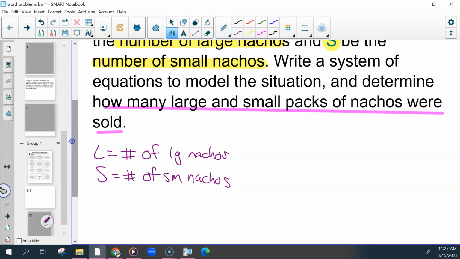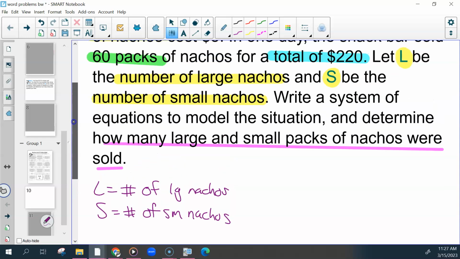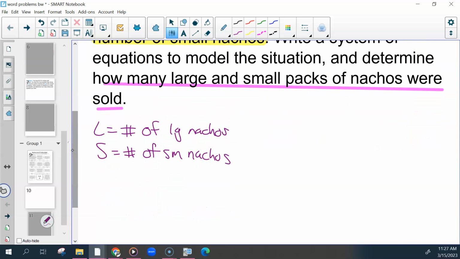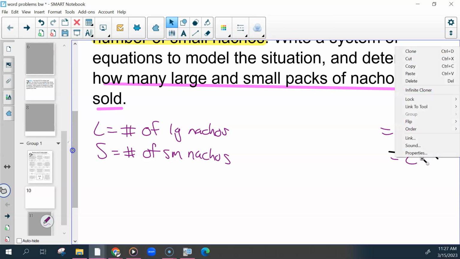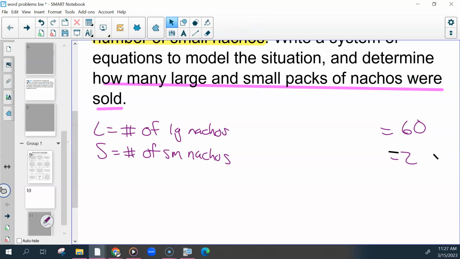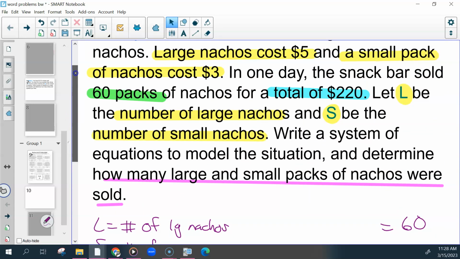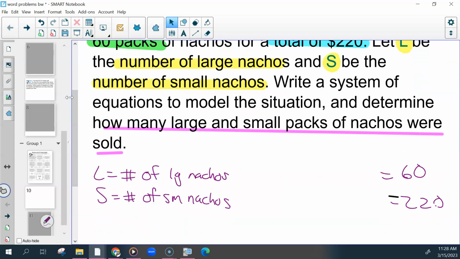Then we have two totals, the 60 and the 220. We know we're going to have two equations, so we can set one equal to 60 and one equal to 220. Okay. Money always goes with money. So the 5 and the 3 are going to go with the 220. How would we write that into an equation using our variables and those numbers?